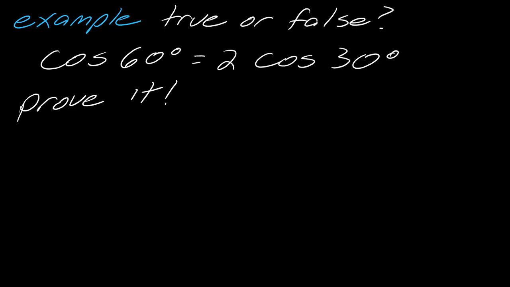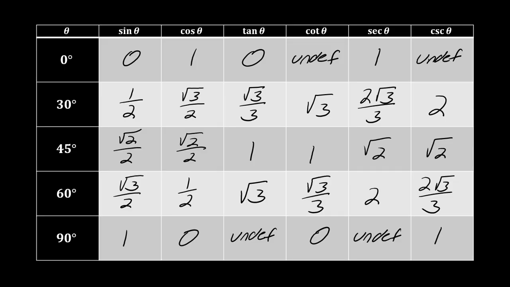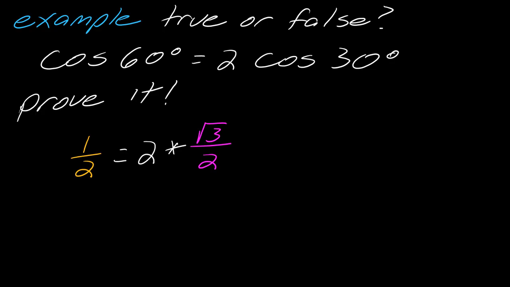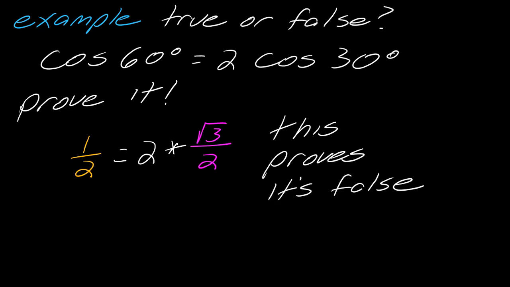Okay, so what I'm going to do is reference the handy chart. I'm going to note that cosine of 60 degrees I know is 1/2, and cosine of 30 degrees is square root of 3/2. So I'm going to use these 2 values and just plug them in. Cosine of 60 we said was 1/2, and cosine of 30 was square root of 3/2. So here's the math that's going on here. Are these 2 sides equal? They're not, right? If I take 2 times the square root of 3/2, this just comes out to square root of 3. So these 2 sides are not equal. This is a false statement, and this is how we prove that.